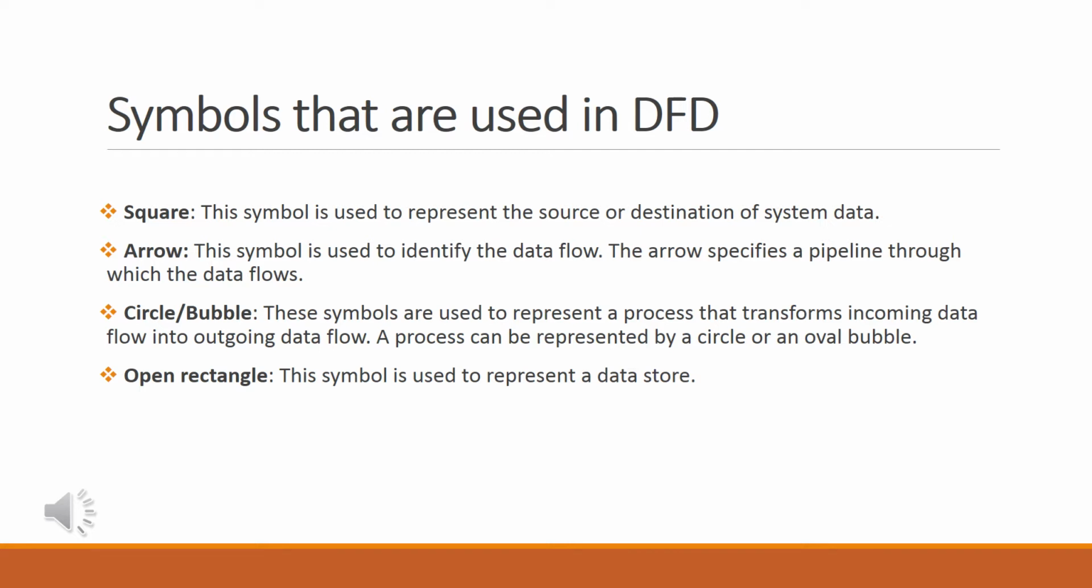Then the third one, we have the circle, or you can say bubble. This circle is used to represent a process. Process means that which is converting the incoming data into the outgoing data. So it can be represented by a circle, or you can say a bubble. Then we have the open rectangle. Open rectangle represents the data storage, from where our output is stored, from where our result is stored. So all these symbols make up the entire DFD, and they represent the information flow that is going on inside the system.